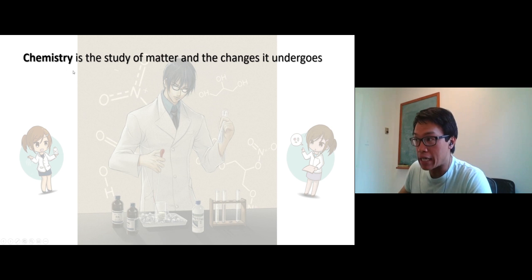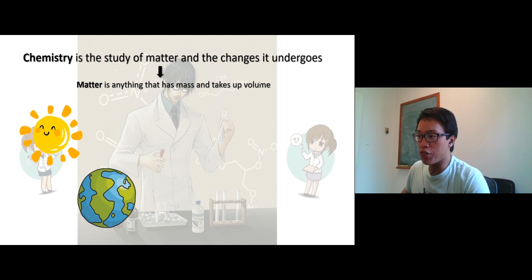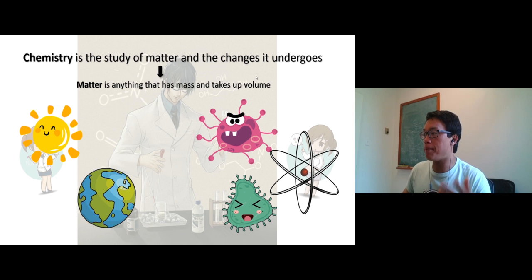Chemistry is a field of study that studies matter and the changes it undergoes. Okay. Hold on. What is matter? Well, matter is anything that has mass and takes up volume. It could be a large object such as the sun or the earth, or a very, very small particle, for example, bacteria or an atom. These are matter, anything that has mass and takes up volume. Chemistry is a field of study that is interested in matter.